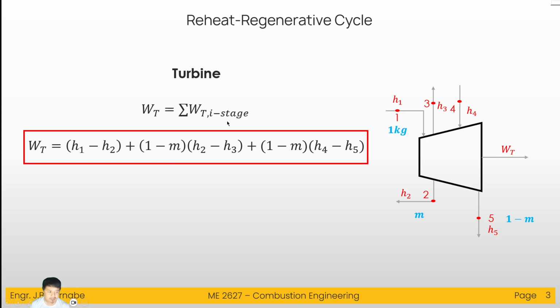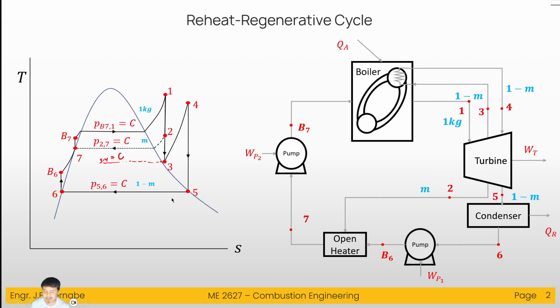of the stages, no? So if we have here from this schematic diagram, the TS diagram, you have the first stage, which is 1 to 2 of expansion. So the mass flow rate is 1, and then you have 2 to 3 for the second stage. The mass flow rate here is 1 minus m, no? And then you have the third stage, which is from 4 to 5. So the mass flow rate is still 1 minus m, no?